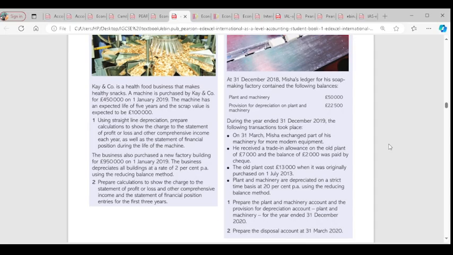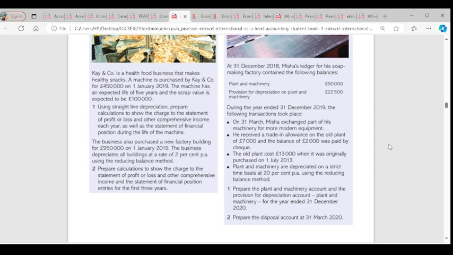The first question says, prepare the plant and machinery account and the provision for depreciation account. So we start with the plant and machinery account. Again, the old plant cost 13,000 when it was originally purchased. What do you do with the 20%? You don't work it on the 13,000. You only work on the final balance of equipment after the transfer.